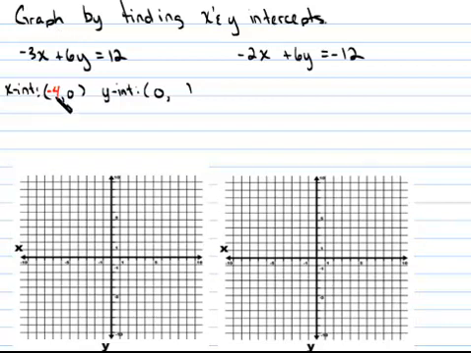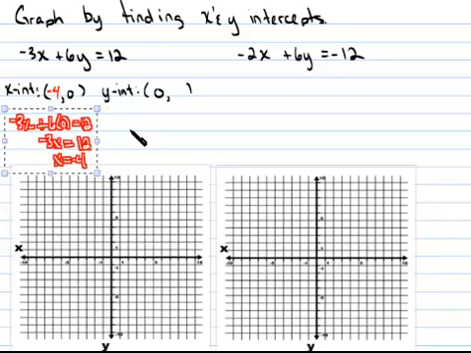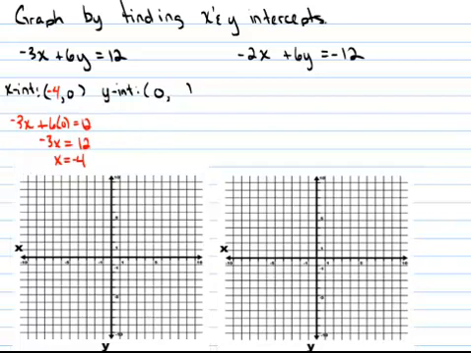The work would simply be to find the x-intercept. The y value is 0, so you'd have -3x plus 6 times 0 equals 12. It's just -3x equals 12, so divide by -3 and x is -4. So I'm just trying to get you to see it in your head if you'd like. Same thing with the y-intercept.